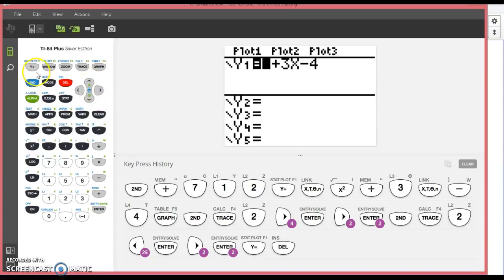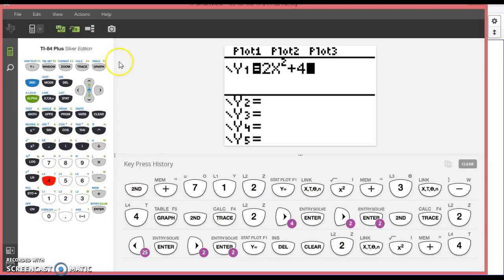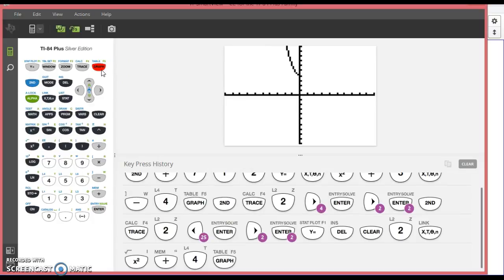Where's my delete button on here? Clear. Okay, so I'm going to type in 2x squared plus 4, and I'm going to hit graph. How many solutions does this have? None, because it does not cross the x-axis. Now, just say none. Don't write 0, because it's not 0. 0 is a number. This has no solutions because it does not cross the x-axis.